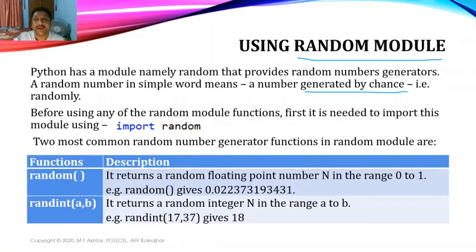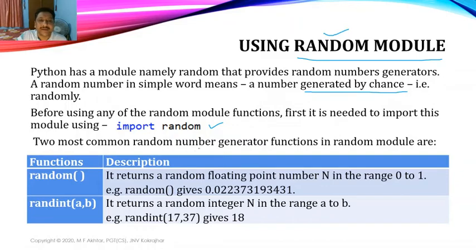So in Python there is a random module which helps to do that type of work where random numbers are required to be generated, especially in game making. It is an important one. Before using any function of the random module, it is first needed to import this module. How can it be imported? Just write import random.